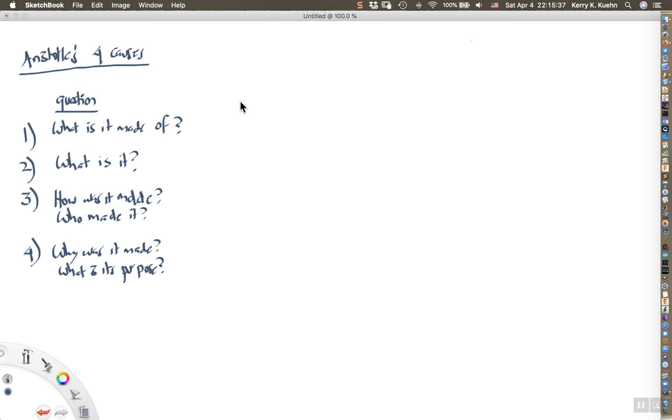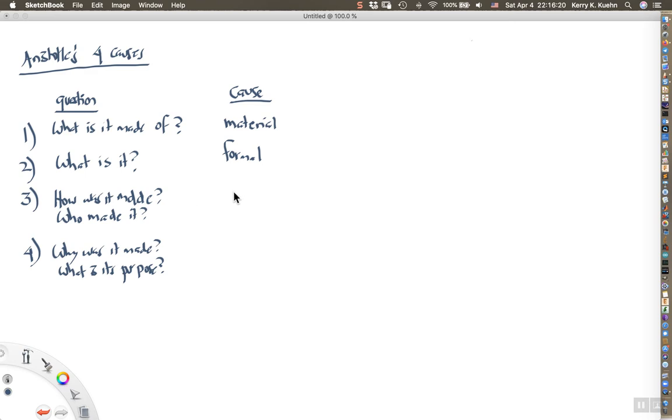Until you get answers to these four questions, you don't really understand a thing. This is the way that Aristotle thought about it. There's a way of describing these four questions. When you're asking what is it made of, you're asking for the material cause. For example, if you want to know what a statue is made of, the material cause would be like stone or marble. What is it? The answer to that is the formal cause. Let me just list these off and I'll give some more examples.